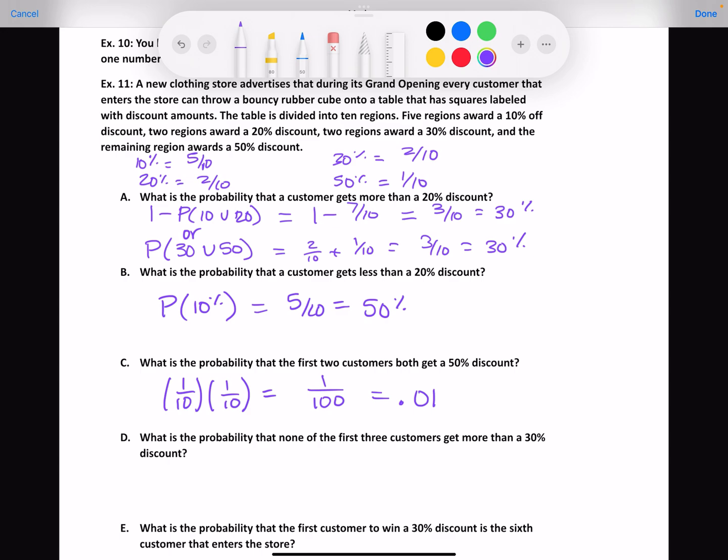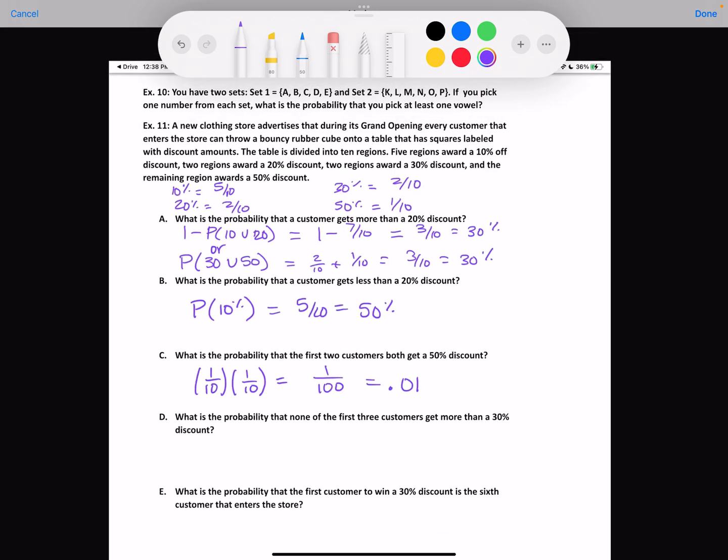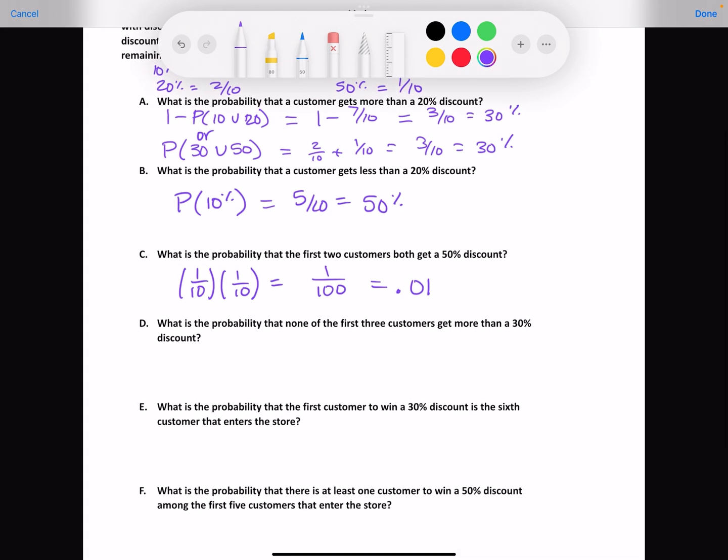What is the probability that none of the first three customers get more than a 30% discount? None get more than 30. So then you do 3 over 10 cubed.